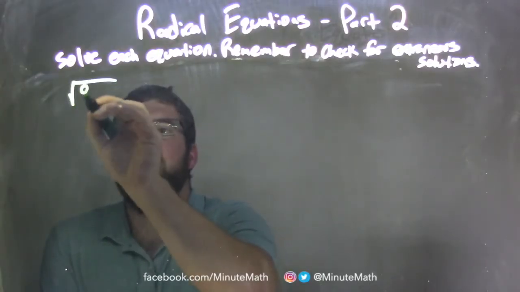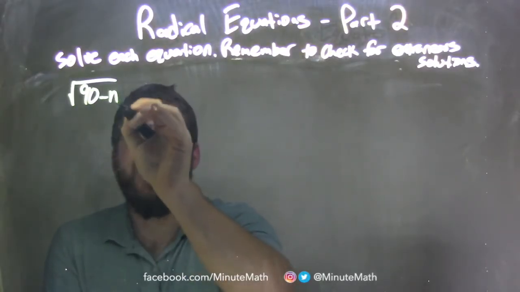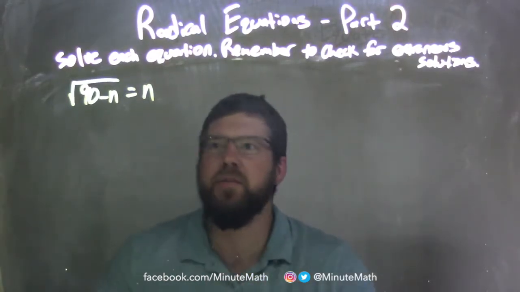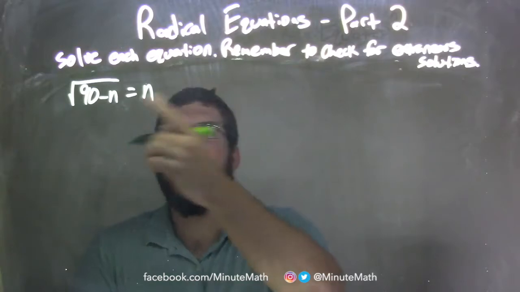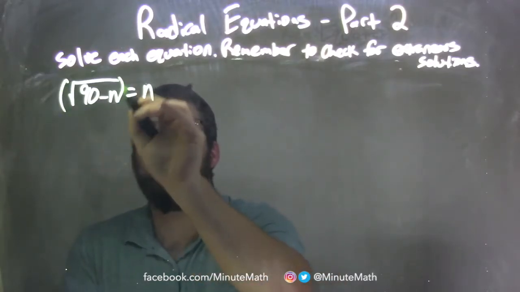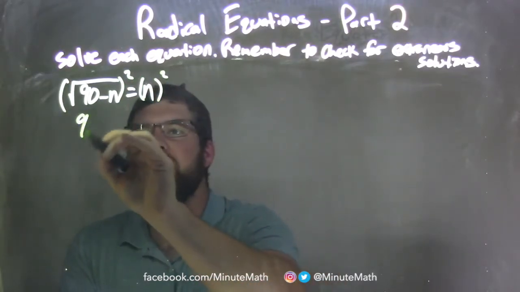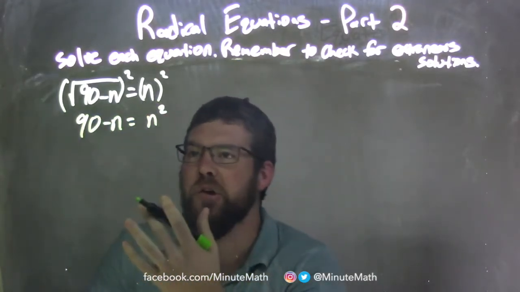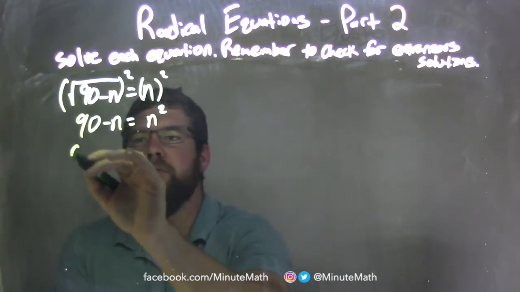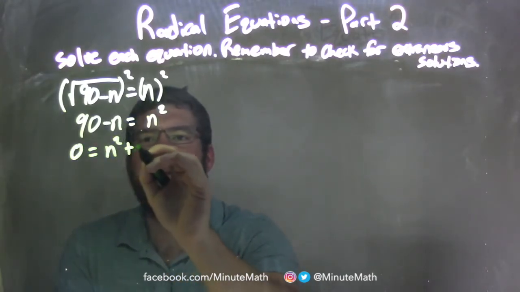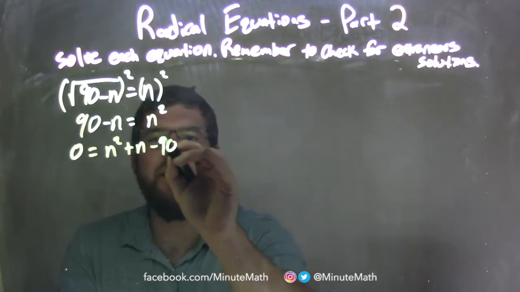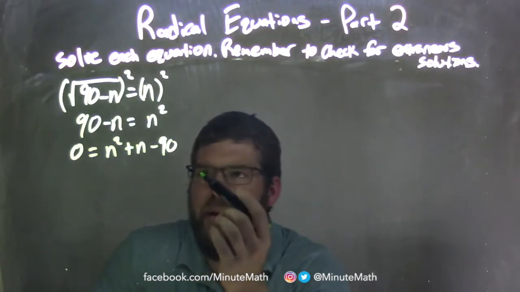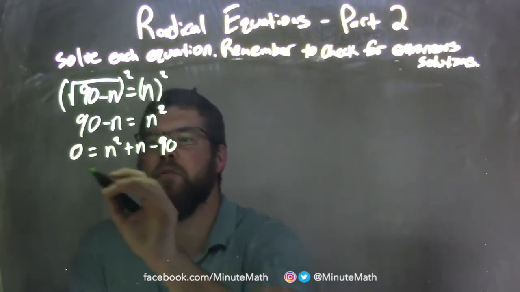Square root of 90 minus n equals just n. Okay? Square root of 90 minus n equals n. First thing, I need to square both sides, get rid of that square root. Square both sides here. So we have 90 minus n equals n squared. Then from there, what I need to do is bring everything over to one side. So I'm left with 0 equals n squared plus n minus 90. So I subtracted 90 from both sides. I added an n to both sides. Now I need to factor that.